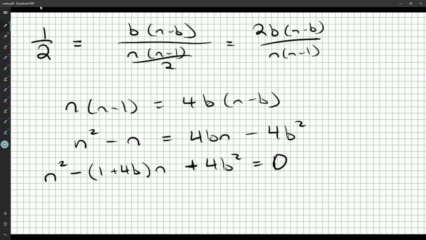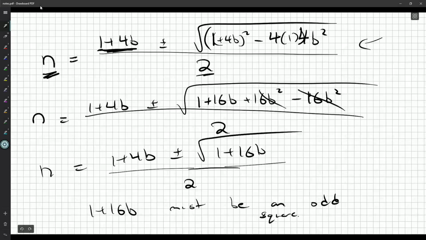Got our n times n minus 1. 4bn, 4b squared, so plus b squared. It's minus 1 plus 4b. This should be working, and yet it isn't. Yeah. N is negative b, and then b squared.